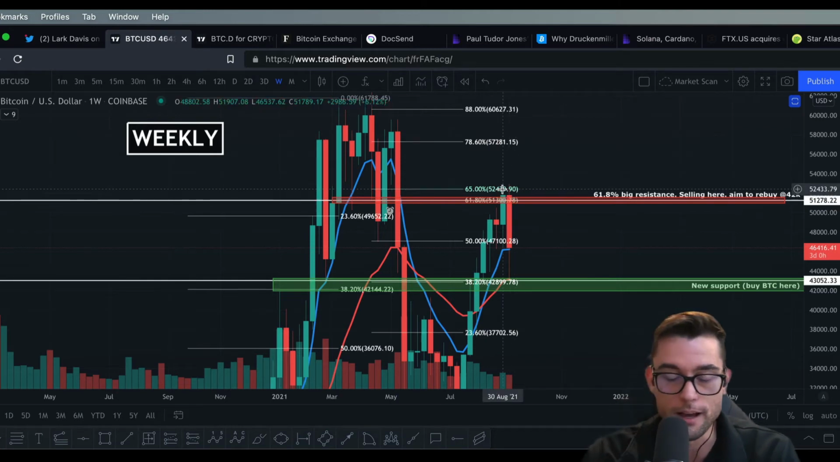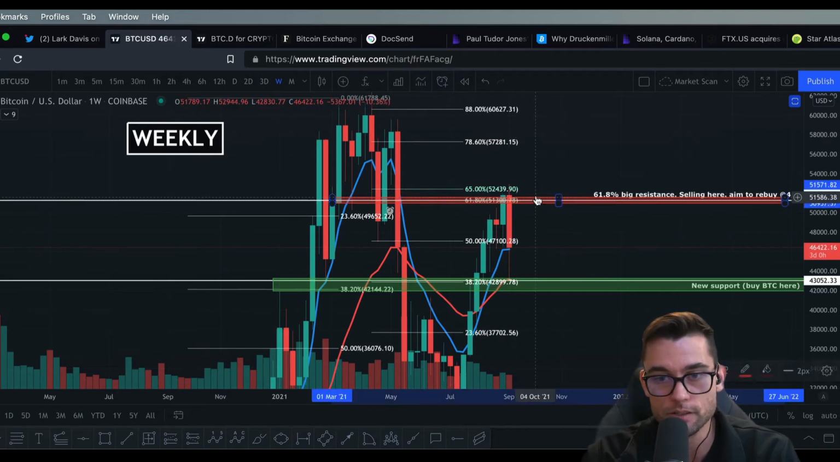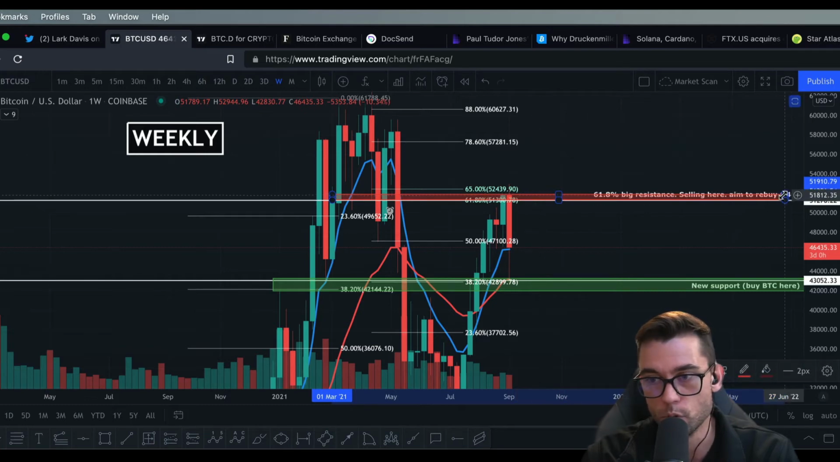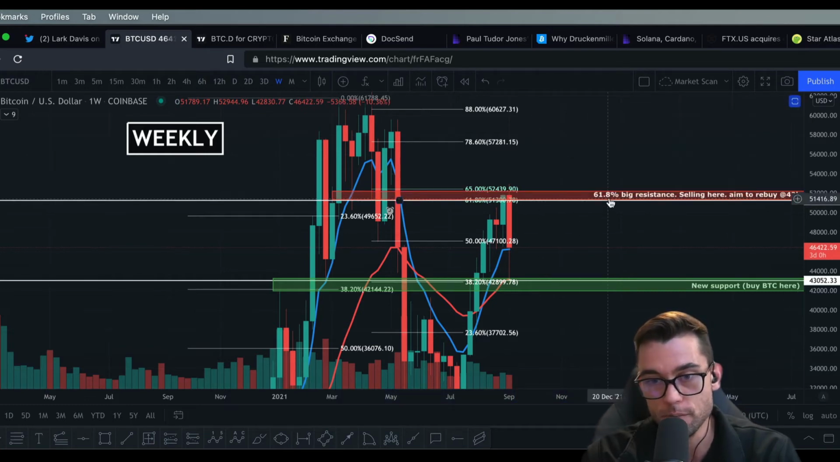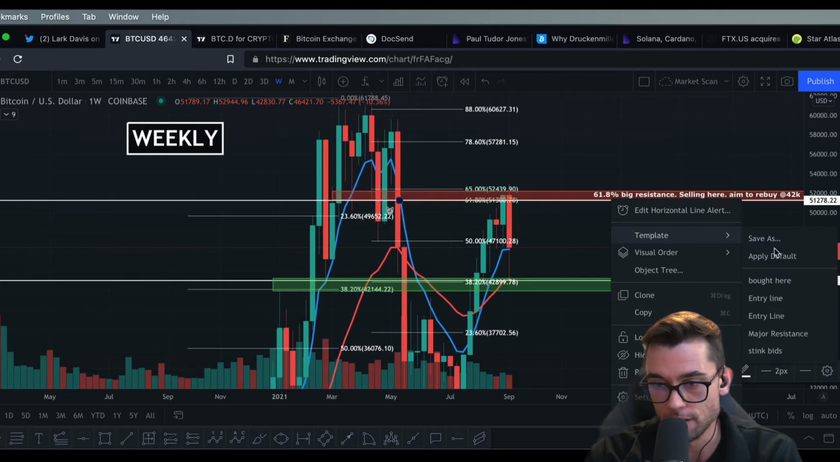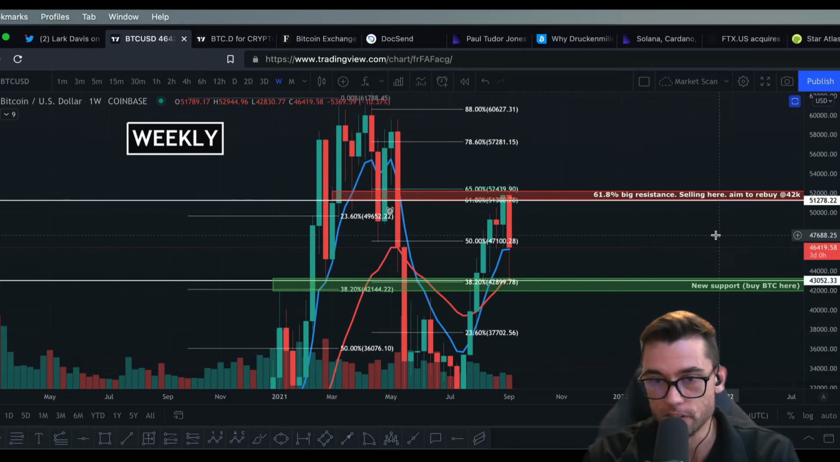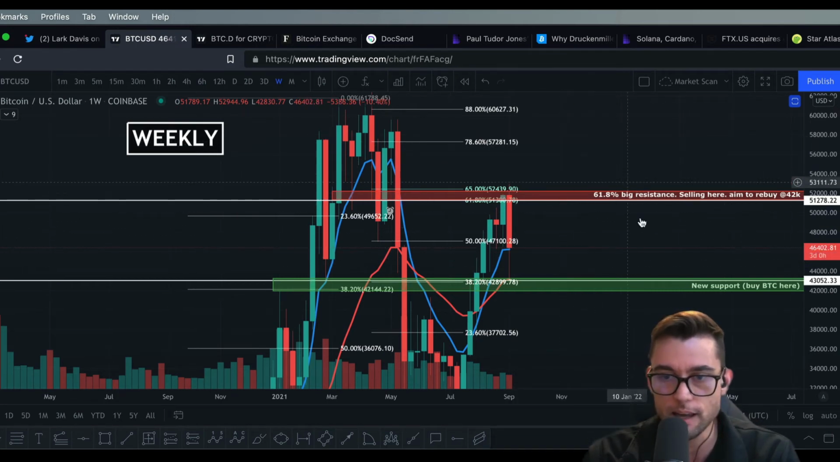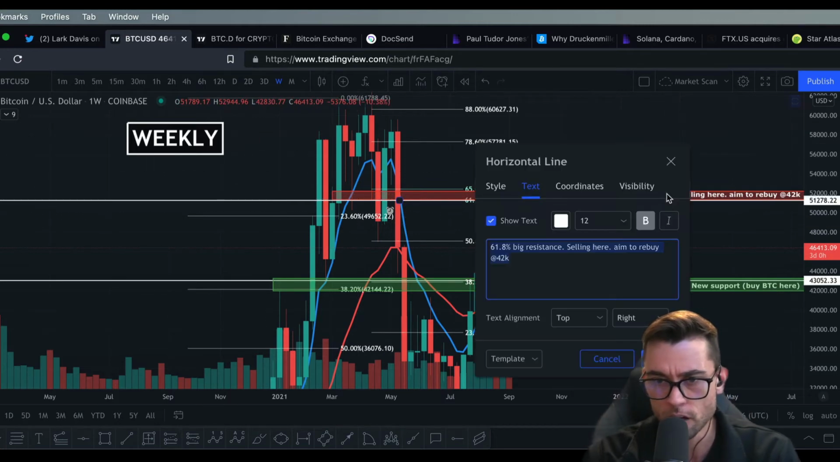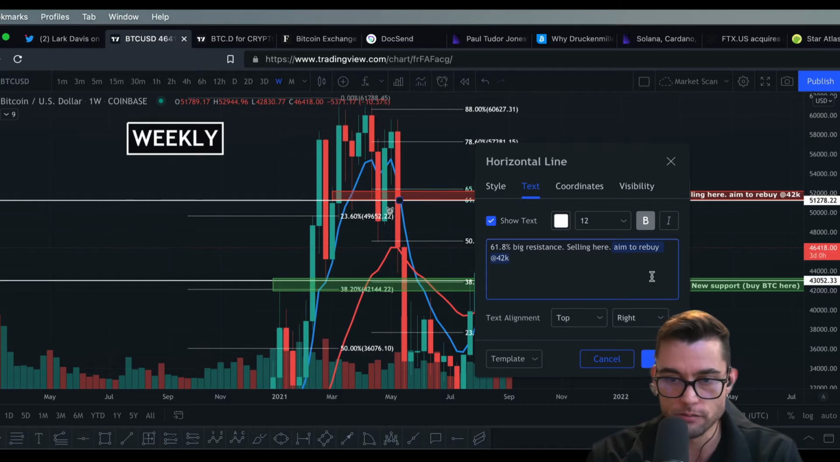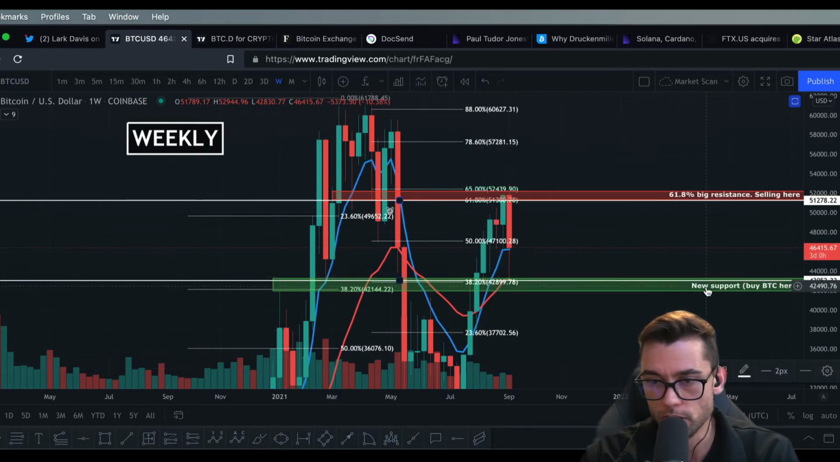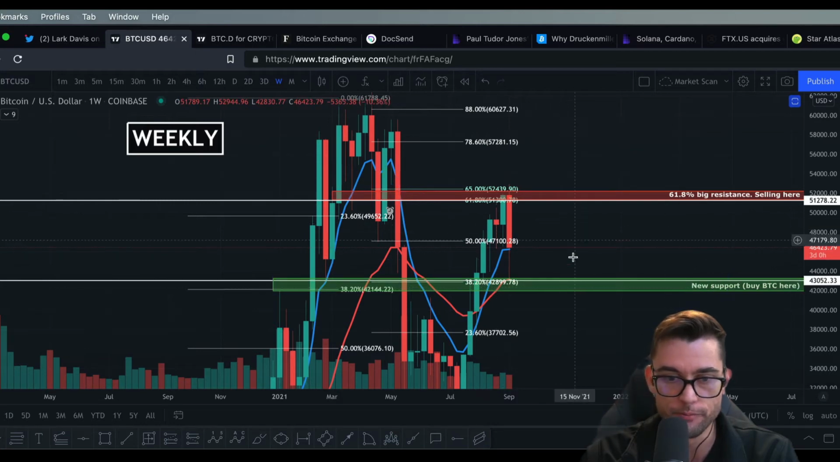So it hit the golden pocket, and I definitely should have been much more risk off here, I guess. It was in my analysis, 61.8, big resistance, selling here, rebuying at 42K. So I guess it didn't actually hit the 42K. This is on the weekly chart. On the daily chart, I said to rebuy at 41K. But on the weekly chart, oh, 43K.